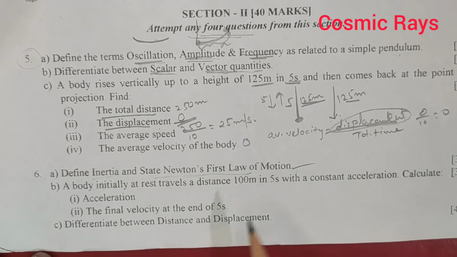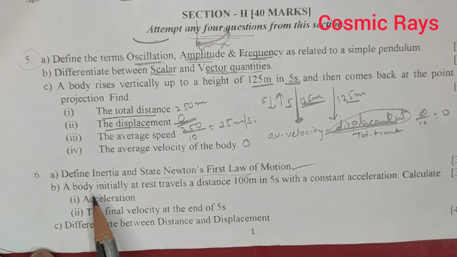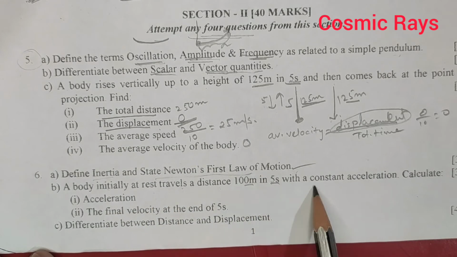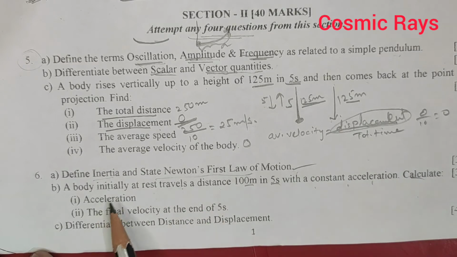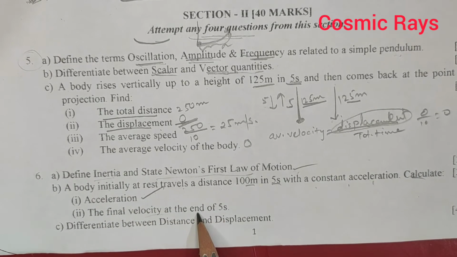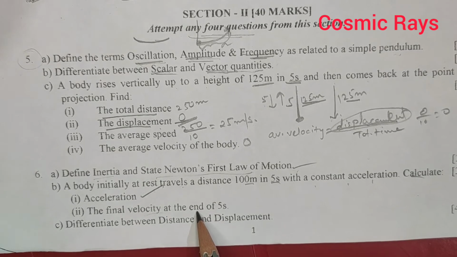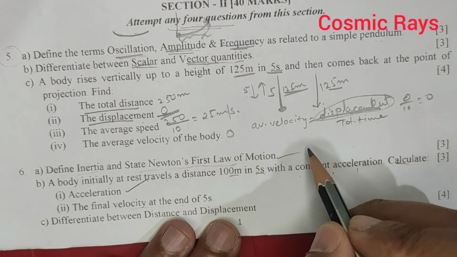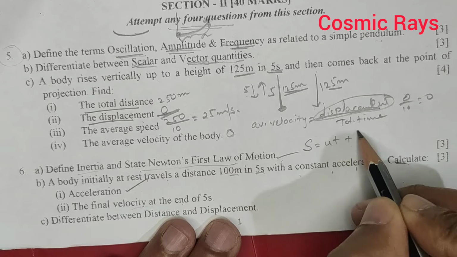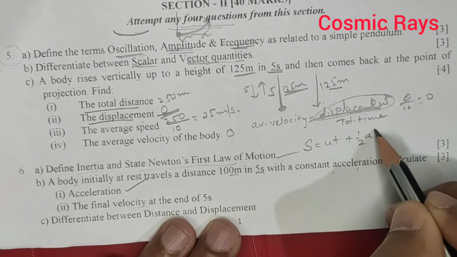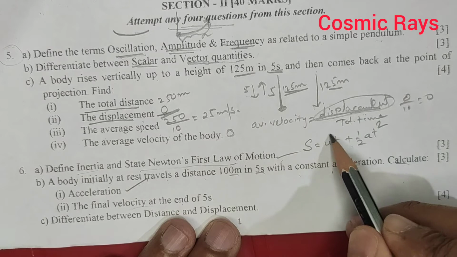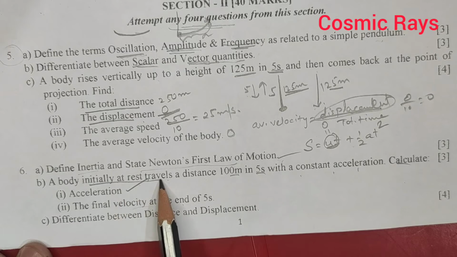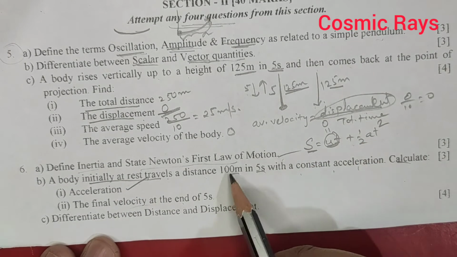Another direct question. Next question is, a body initially at rest travels a distance of 100 meter in 5 seconds with a constant acceleration. Calculate the acceleration and the final velocity at the end of 5 seconds. So for acceleration here, we know the formula S is equal to ut plus half at square. Now the first term will be 0 because initial velocity is 0. Here they have clearly stated initially at rest. So S is the distance, that is 100 meter.